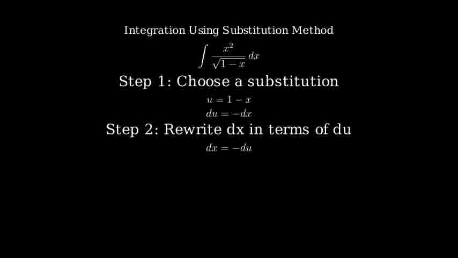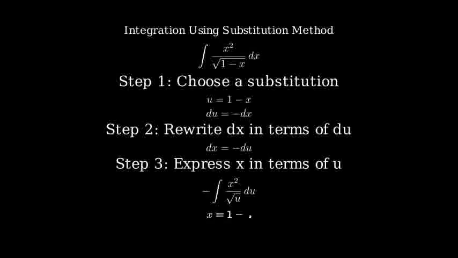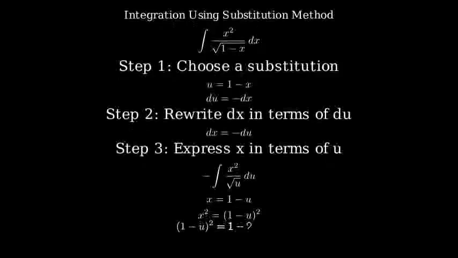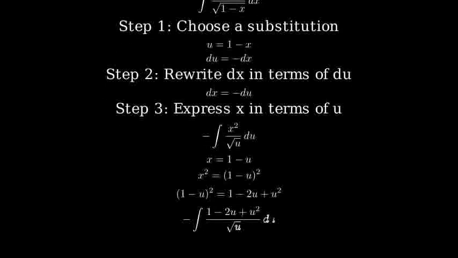From our substitution, we have u equals 1 minus x. Solving for x, we get x equals 1 minus u. Therefore, x squared is equal to (1 minus u) squared. Let's expand (1 minus u) squared to 1 minus 2u plus u squared. Now substitute back into the integral using 1 minus 2u plus u squared instead of x squared.